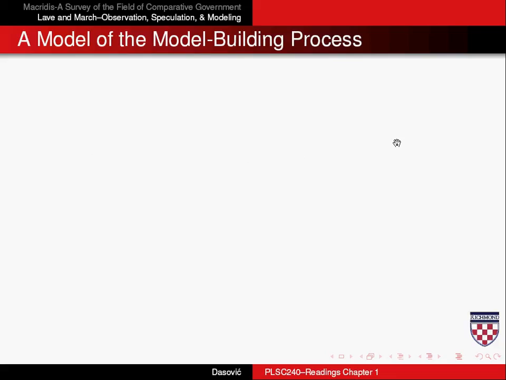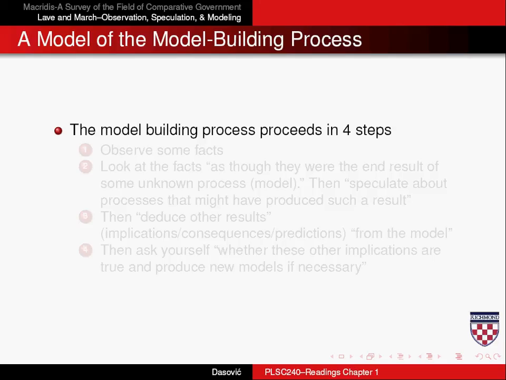So this leads to a four-part process, a step model, in trying to determine the cause of social phenomena. We'll be doing this over the course of the semester. Now, as the reading suggested, the model building process proceeds in four steps. The first step is to observe some facts.